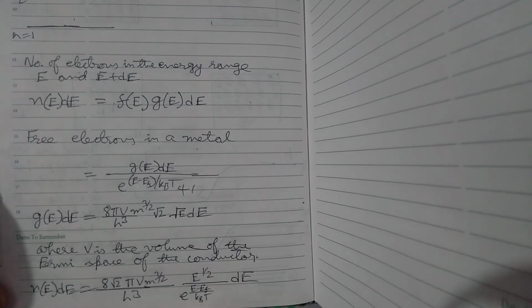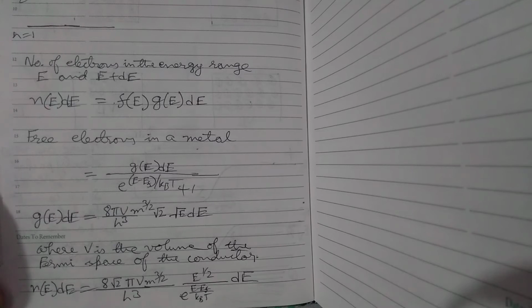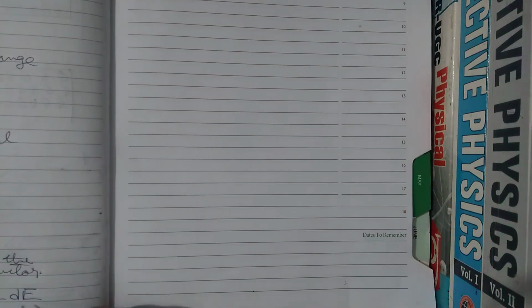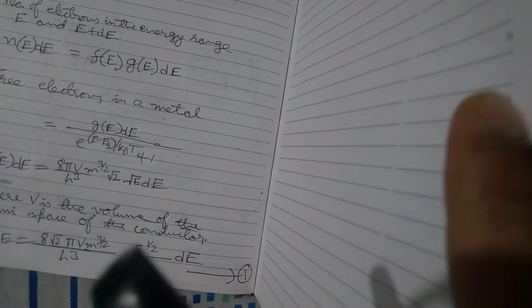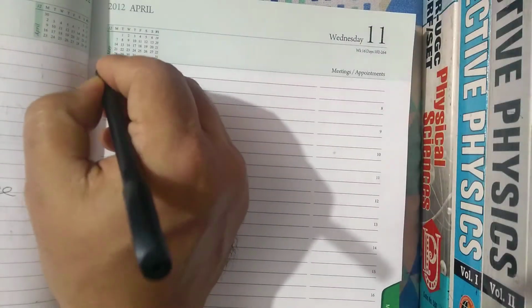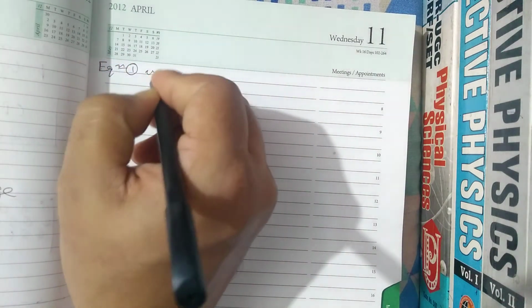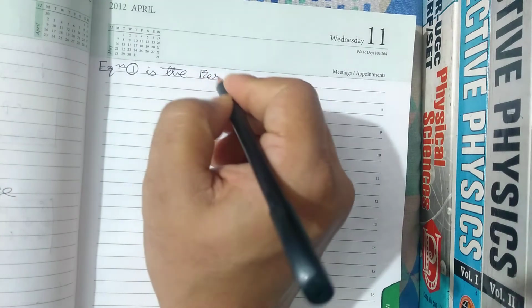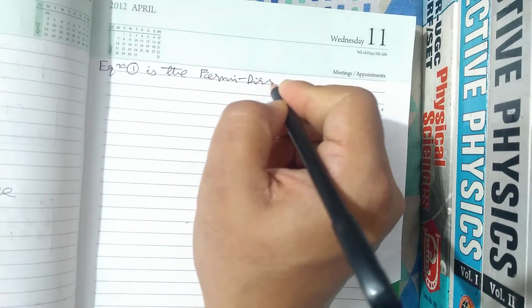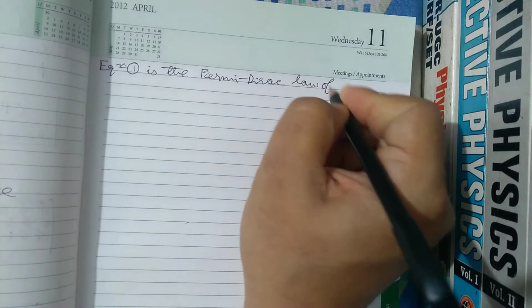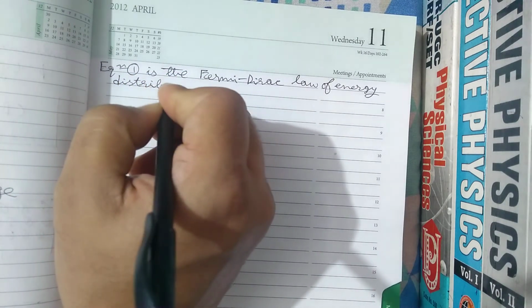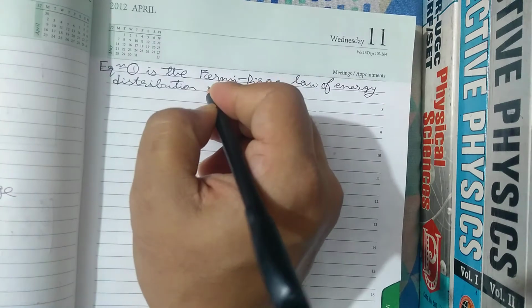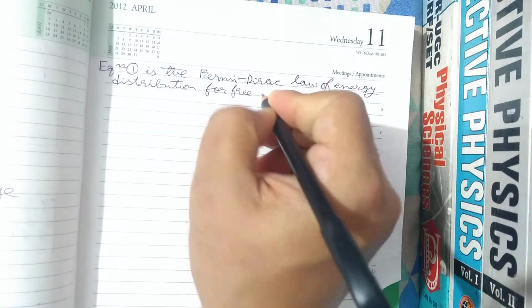Now this is the Fermi-Dirac law of energy distribution of free electrons in the metal. This is equation number 1. So equation 1 is the Fermi-Dirac law of energy distribution for free electrons in a metal.